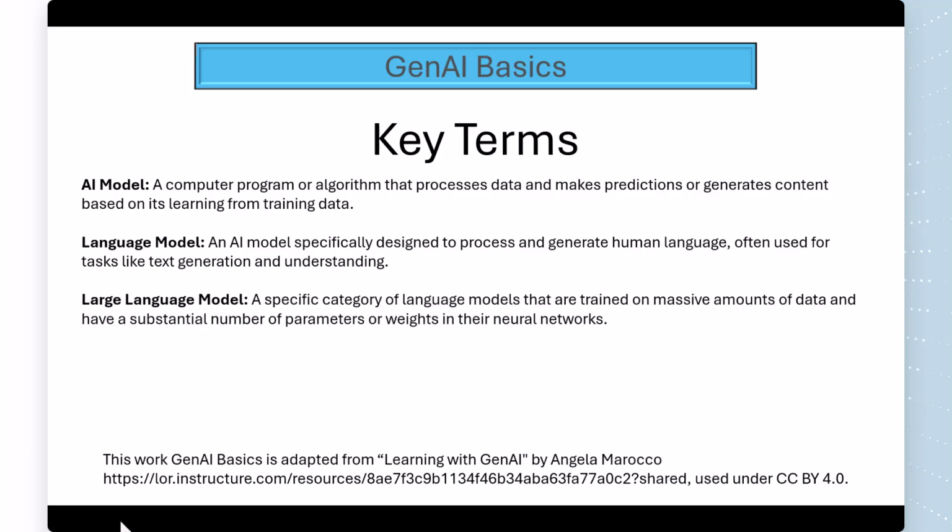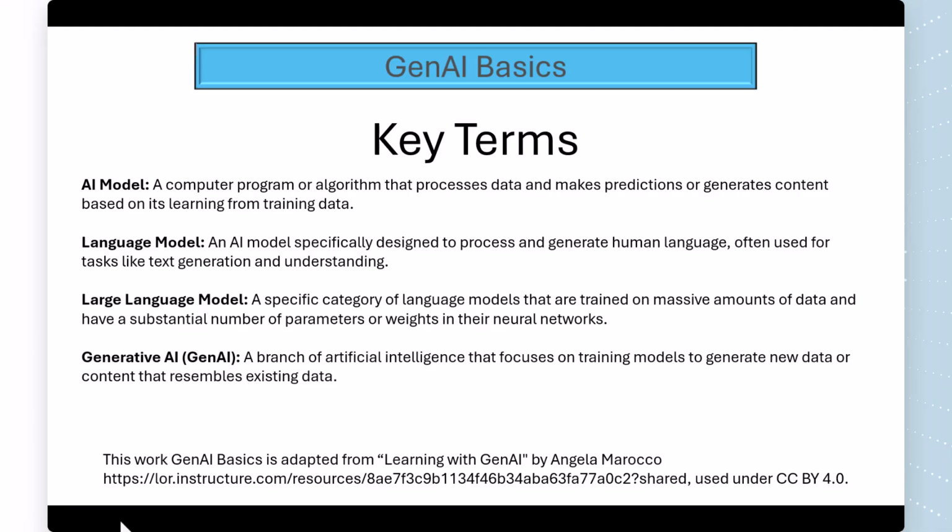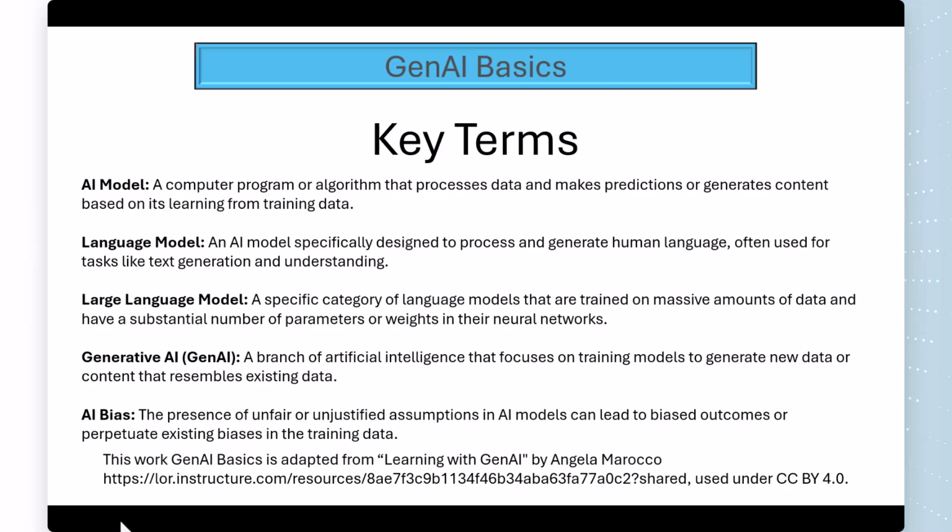Large language model, a specific category of language models that are trained on massive amounts of data and have a substantial number of parameters and weights in their neural networks. Generative AI or GenAI, a branch of artificial intelligence that focuses on training models to generate new data or content that resembles existing data. AI bias, the presence of unfair or unjustified assumptions in AI models can lead to biased outcomes or perpetuate existing biases in the training data.